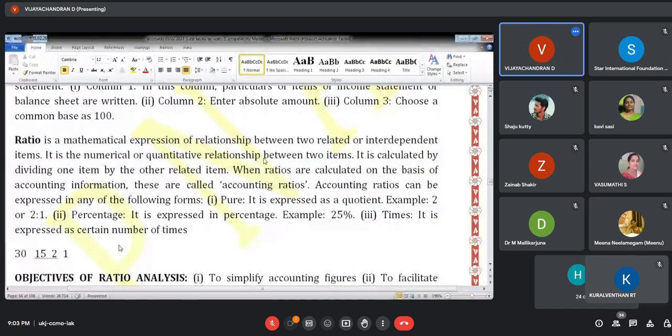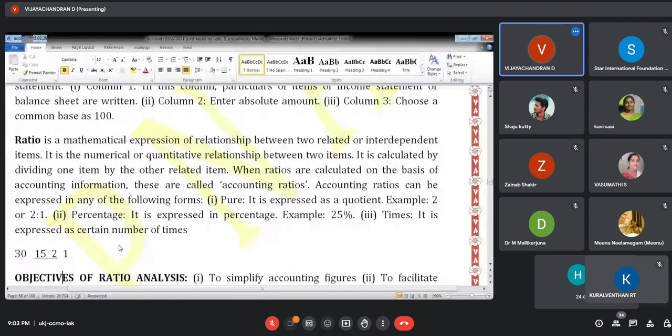I will end the class with the ratio. So a ratio is a proportion of two relevant items; that is very important. You can't express a ratio of irrelevant items. It has to be relevant items. See, what are the types of ratios? One is the financial ratio.